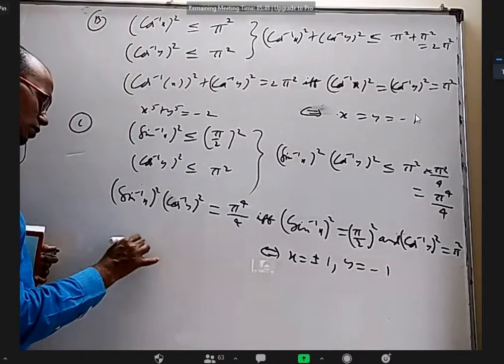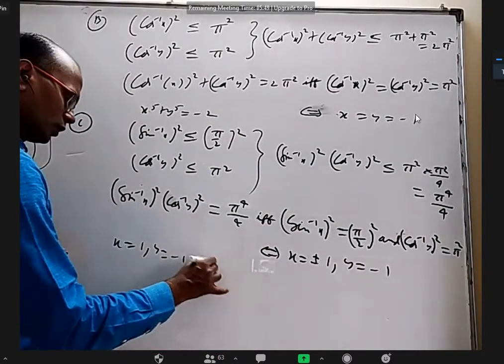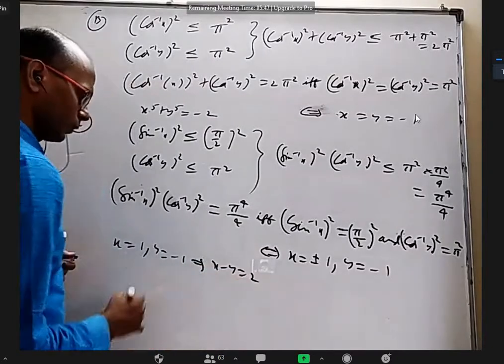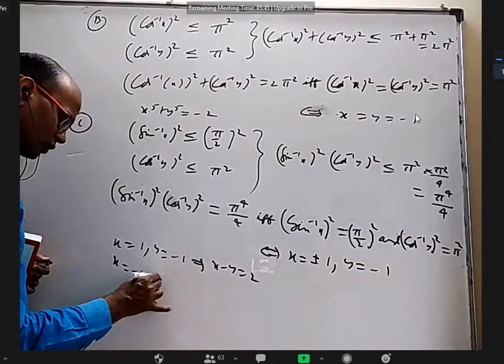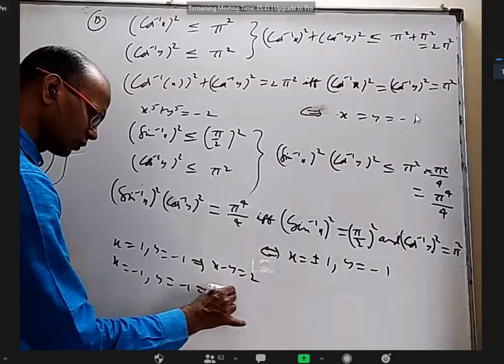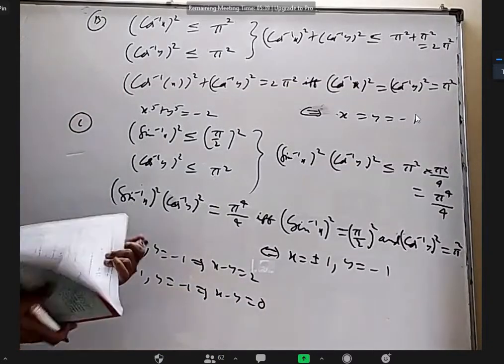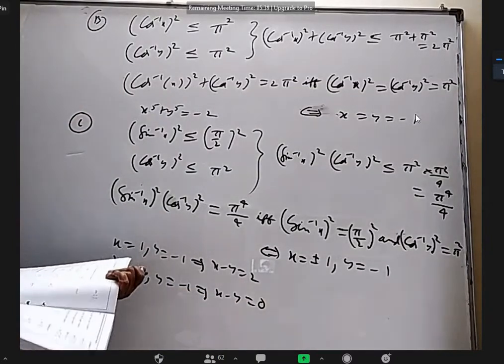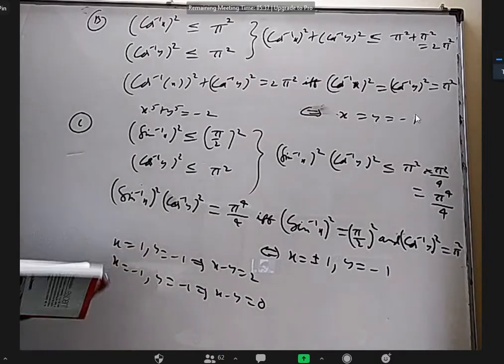Okay, when I take x equal to 1, y equal to minus 1, x minus y will be 2. When I take x equal to minus 1 and y equal to minus 1, x minus y will be 0. So x minus y here matches two things, 2 or 0.